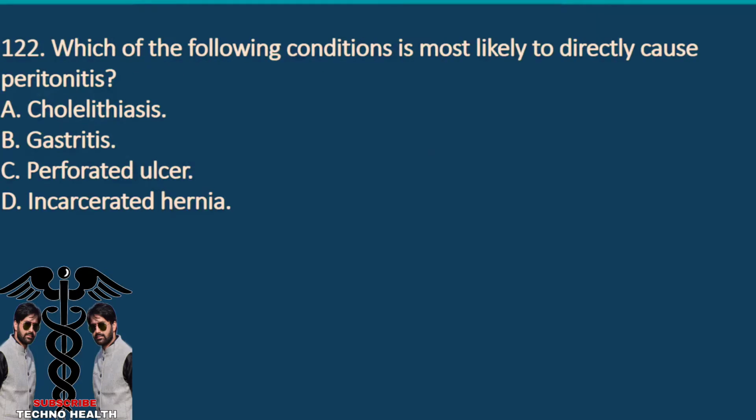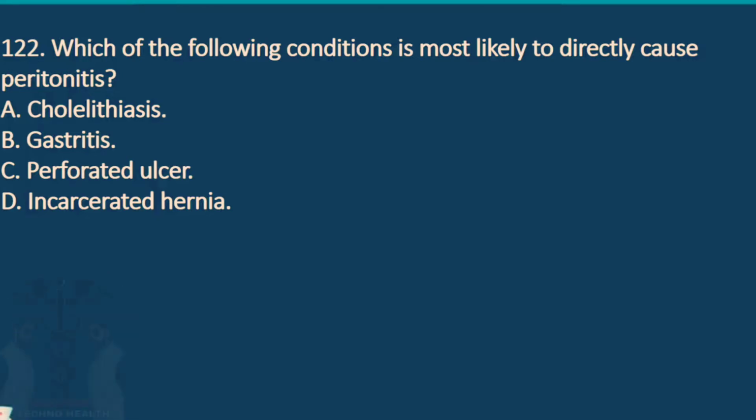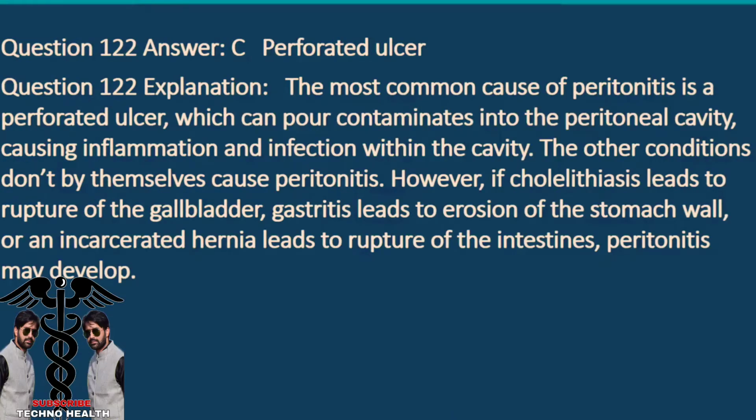Question 122. Which of the following conditions is most likely to directly cause peritonitis? A. Cholelithiasis. B. Gastritis. C. Perforated ulcer. D. Incarcerated hernia. Question 122. Answer: C. Perforated ulcer.